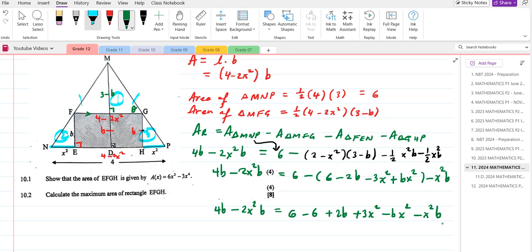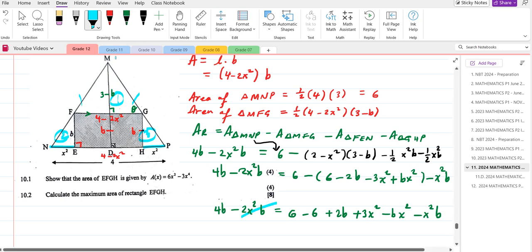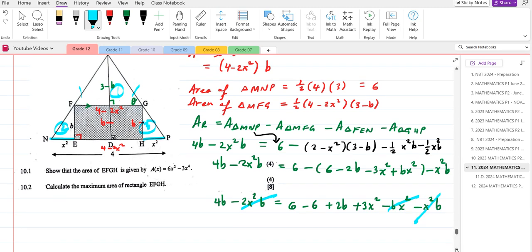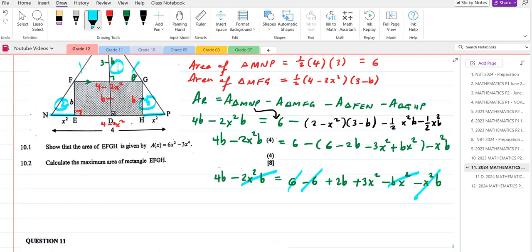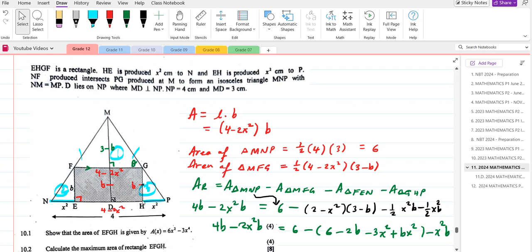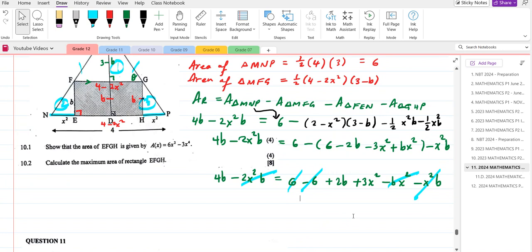So we got minus bx squared minus x squared b, and minus 2x squared b. So we can cancel this out on both sides. You can cancel that out with this and this, right, because we got 2 of those on that side and 2 of those on this side. We can cancel the 6 and the minus 6 out, take the 2b over. Right, so basically, the rectangle was constrained in this isosceles triangle where we had the area of the isosceles triangle. So that's the reason why we can do this. So we got 4b minus 2b is 2b, which is equal to 3x squared.